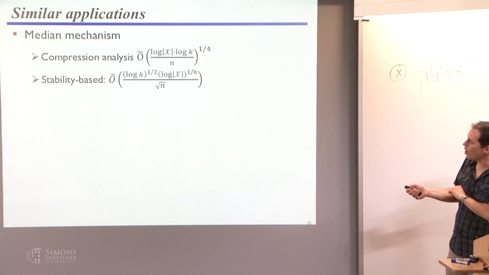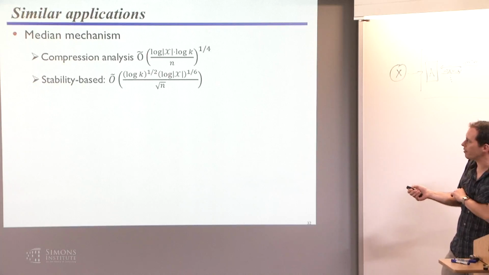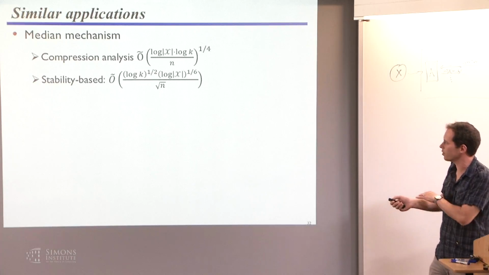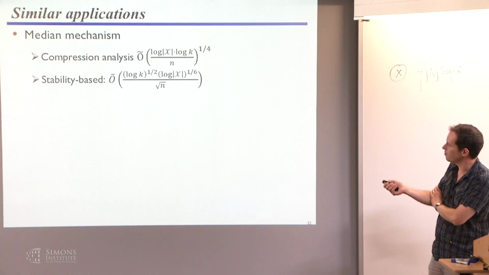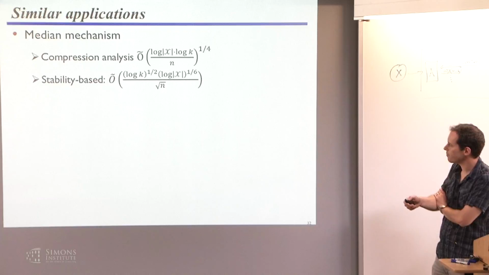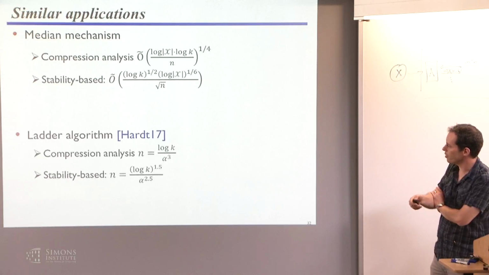Okay, so for the compression analysis, for the median mechanism that Aaron mentioned, you can do the same. I'm not going to work through it, but you can use the same ideas. You go from some dependency on 1 over the 4th root of n down to 1 over square root of n, if you use these different tools.